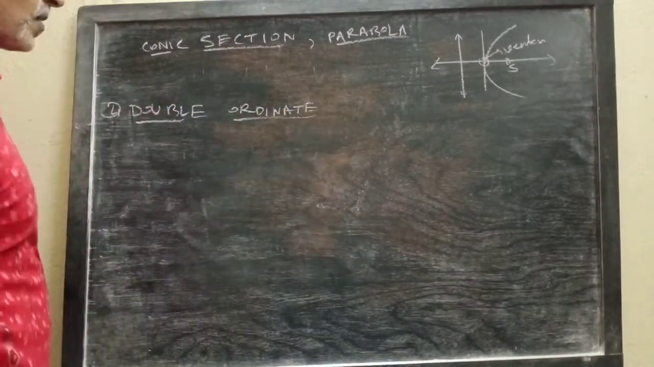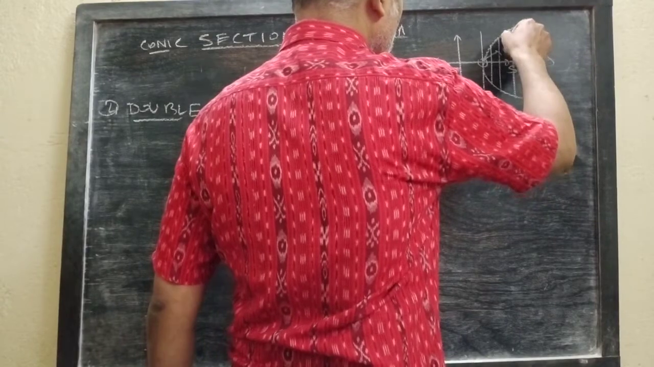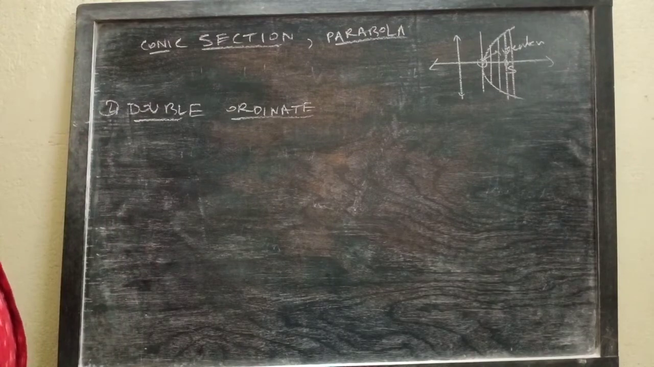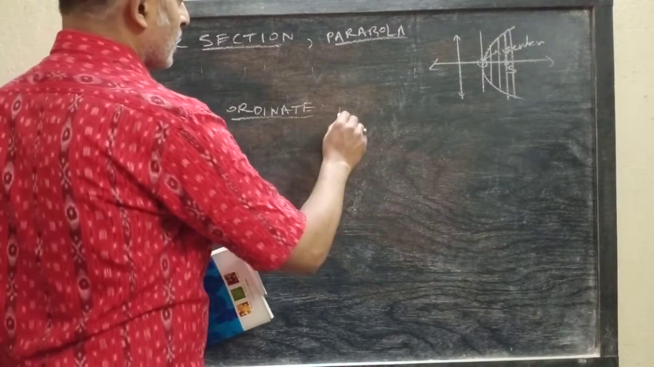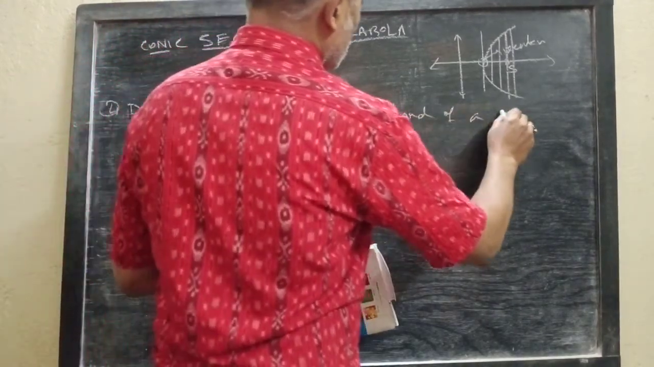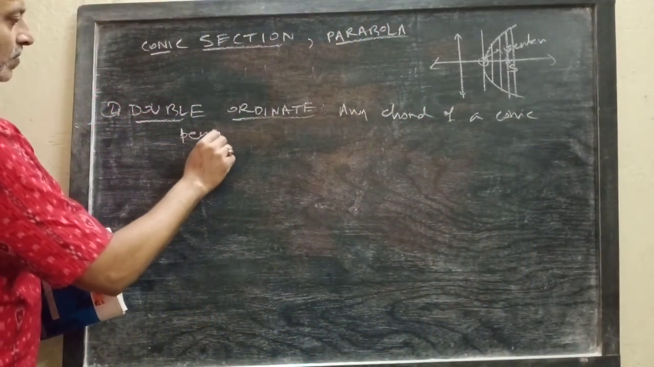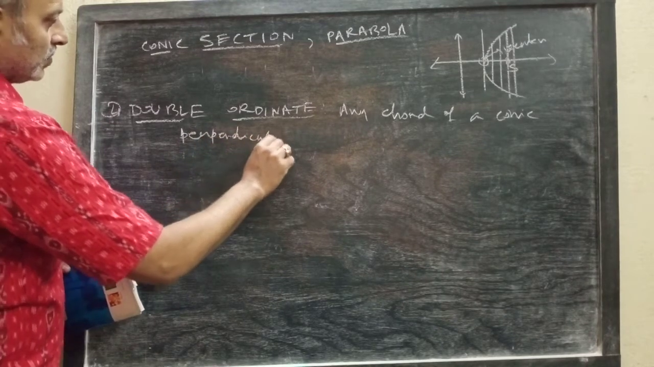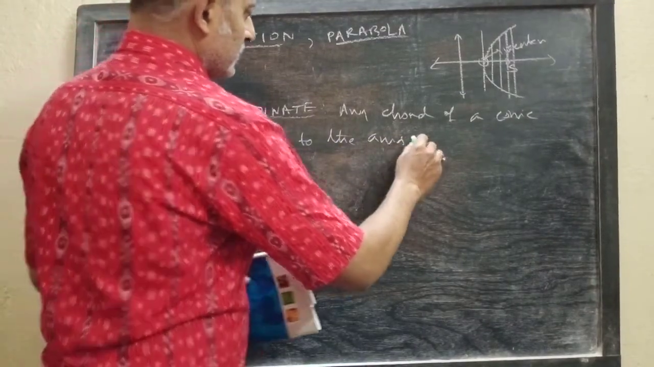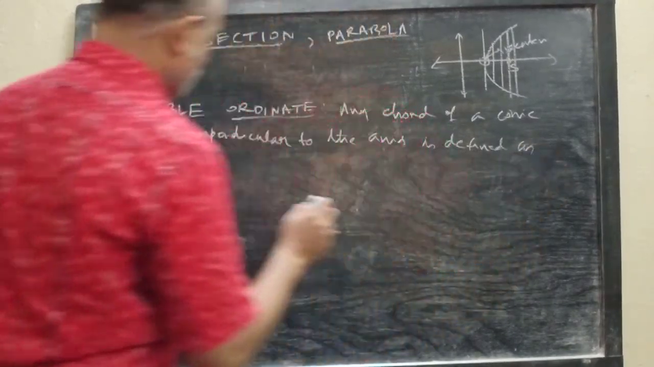Double ordinate. Look, any chord perpendicular to the axis is called double ordinate. Any chord of a conic perpendicular to the axis is defined as double ordinate.